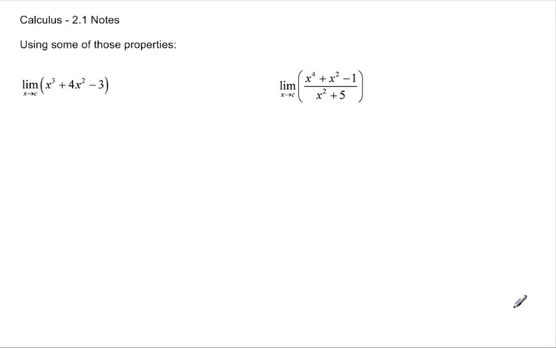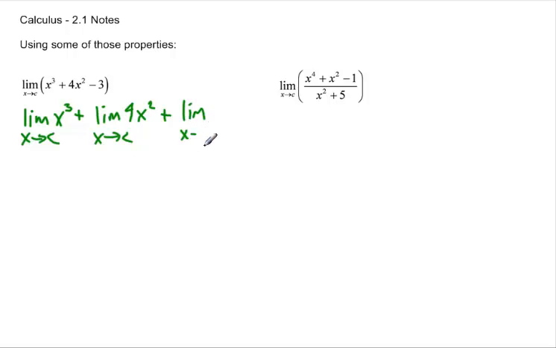So to sum up the previous two concepts that we've talked about, the definition of a limit and all these different properties, here's an example: the limit as x approaches c of x cubed plus 4x squared minus 3. We want to use some properties of limits to rewrite that. Basically, we're looking at addition and subtraction here. So we look at it as the limit as x approaches c of x cubed, plus the limit as x approaches c of 4x squared, plus the limit as x approaches c of 3. And this is not a plus, it's a minus.